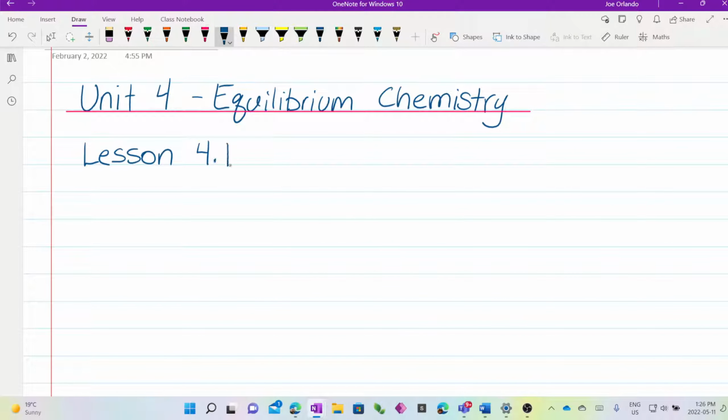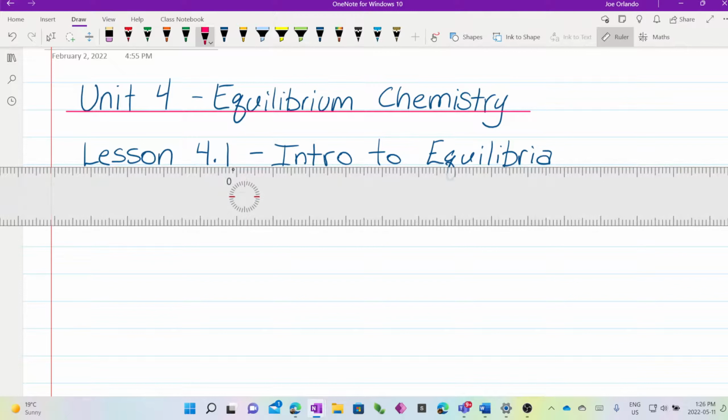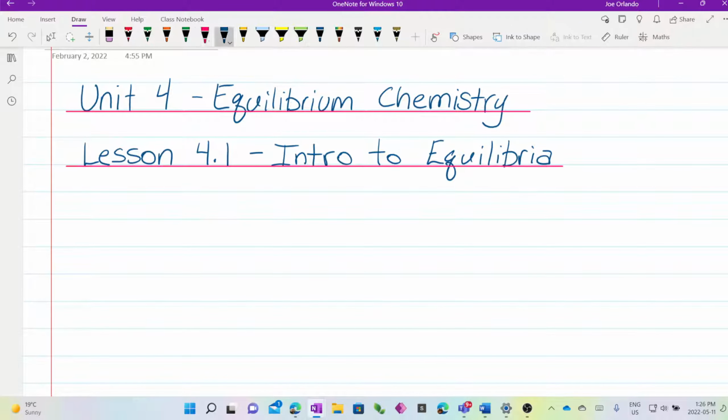Today's lesson is going to be lesson 4.1, and it's going to be Intro to Equilibria. By the way, I have very carefully chosen these two titles to introduce you to both the singular and the plural form of equilibrium. One equilibrium is an equilibrium. Several of them are equilibria. Very good. That's right.